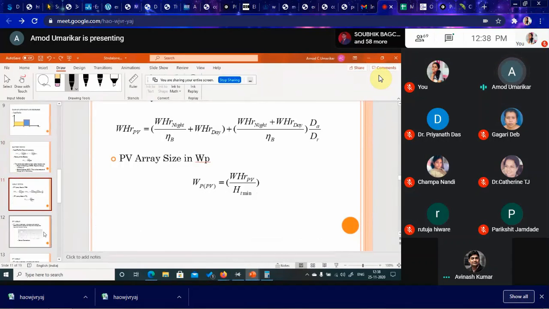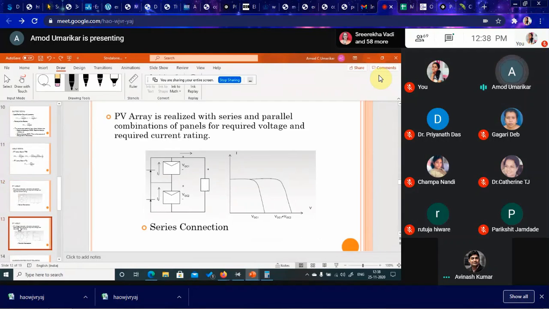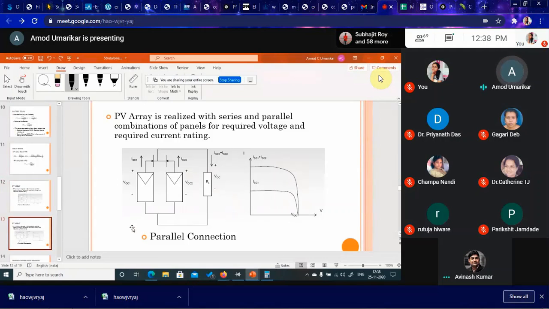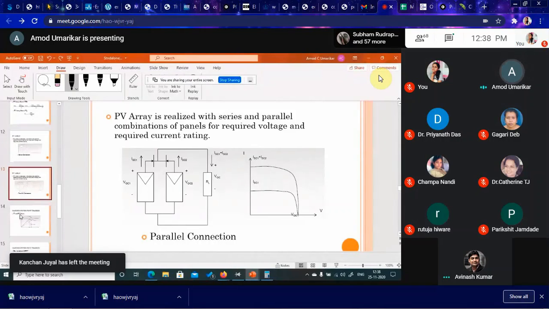So this will be PV array size. You might be knowing, I'll just quickly go through it. Series and parallel connection. As we know, when we connect solar PV in series, the open circuit voltage adds, or voltages get added, and the current remains the same. And when we do a parallel connection, the current adds, the short circuit current adds, or total current adds, and the open circuit voltage remains the same.